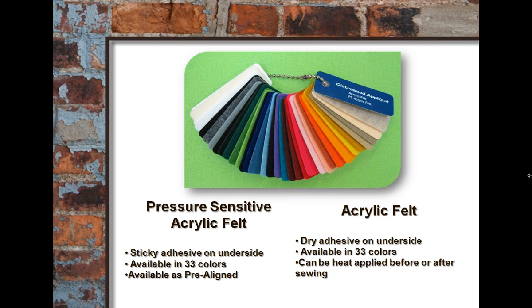Pressure sensitive acrylic felt is also available in pre-aligned, which I talked to you about before, where you get the foreground layer on top of the background if you order two colors, so you don't have to have a placement stitch for the foreground and the background, and that does save you about 40% of production time. So if you have many designs to do, that could be a leading factor in your decision. And then the acrylic felt can be heat applied.